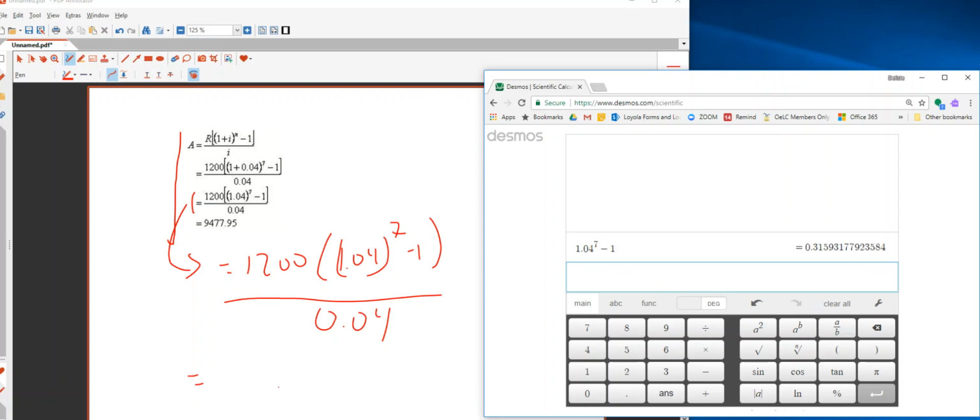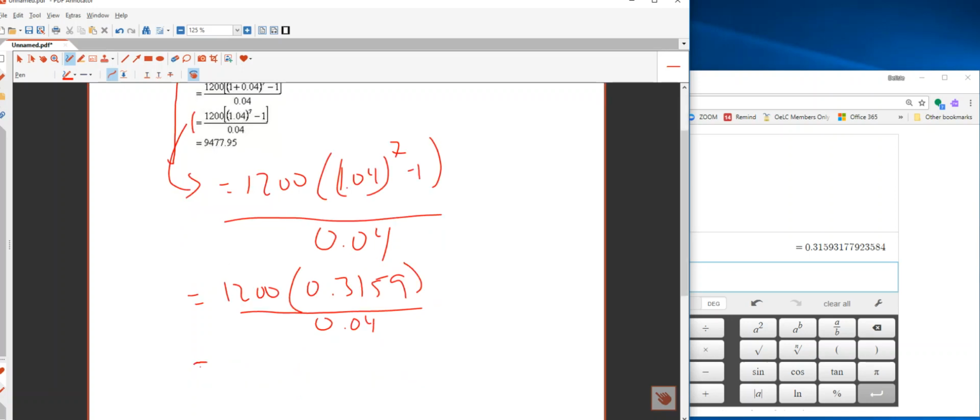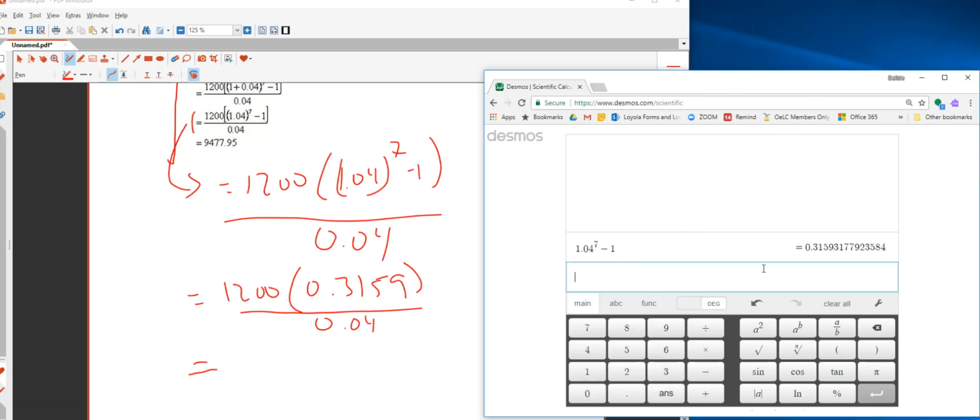I think I'll write it down just to make it easy. So I've got 1200 times 0.3159. I don't need to write all those digits down. Okay, divided by 0.04. So now what do I need to do? I'm going to take that number. In most scientific calculators, you can take the previous answer, and I'm going to multiply that by 1200. I can do that part first if I want to.